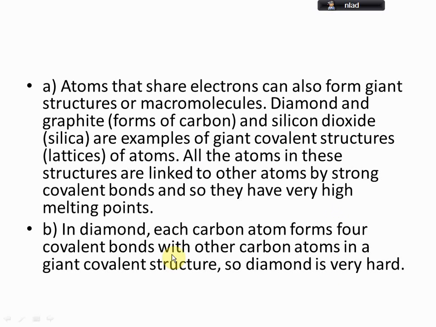So let's take diamond first. Each carbon atom forms 4 covalent bonds with other carbon atoms in a giant covalent structure. So diamond is very hard. It's got a very high boiling point and a high melting point as well. But it's the fact that each carbon bonds with 4 other carbons.